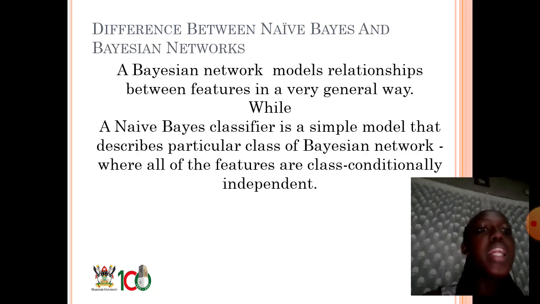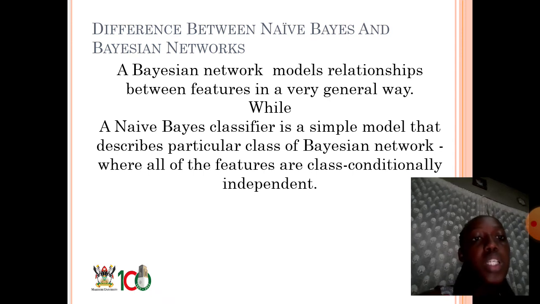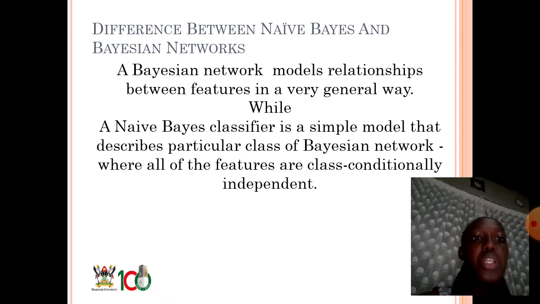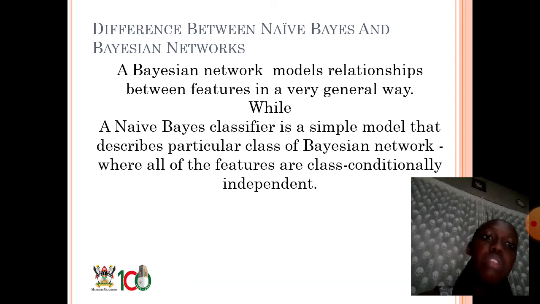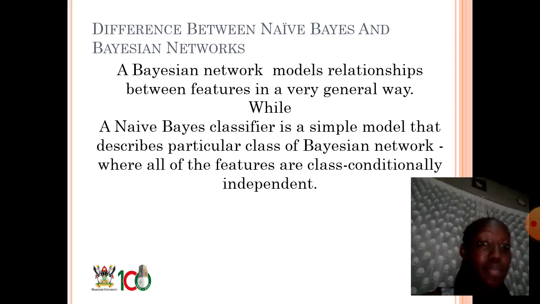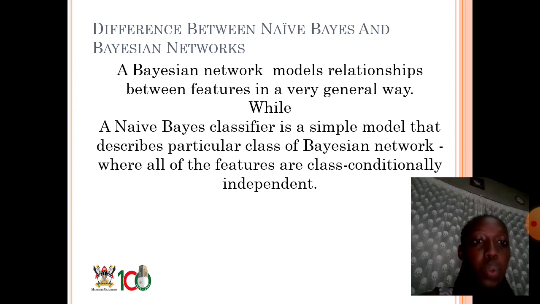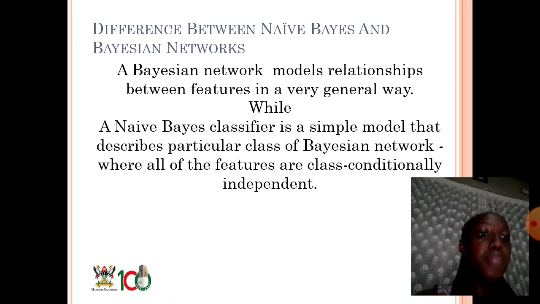The difference between the naive Bayes and the Bayesian networks. A Bayesian network models relationships between features in a very general way, while the naive Bayes classifier is a simple model that describes a particular class of Bayesian network where all the features are class conditionally independent.